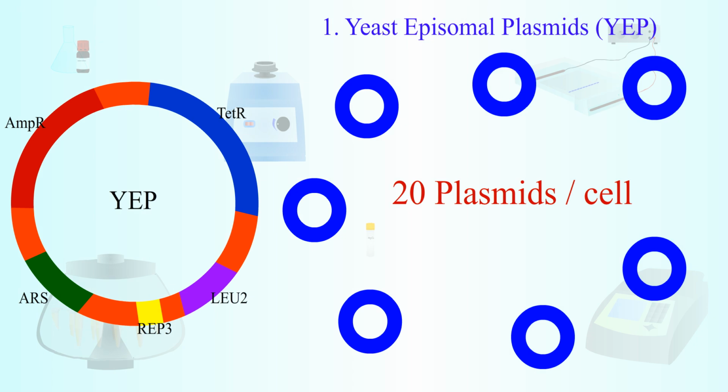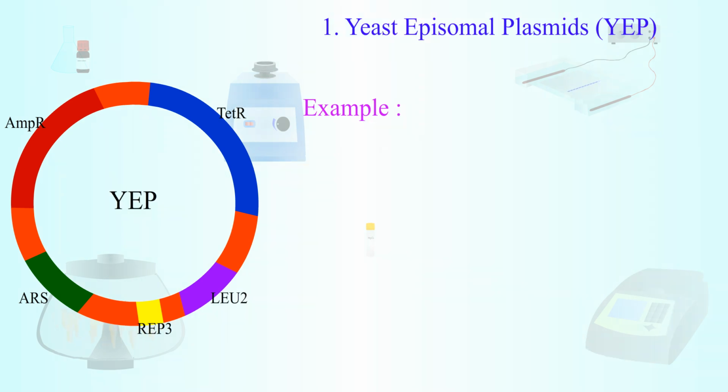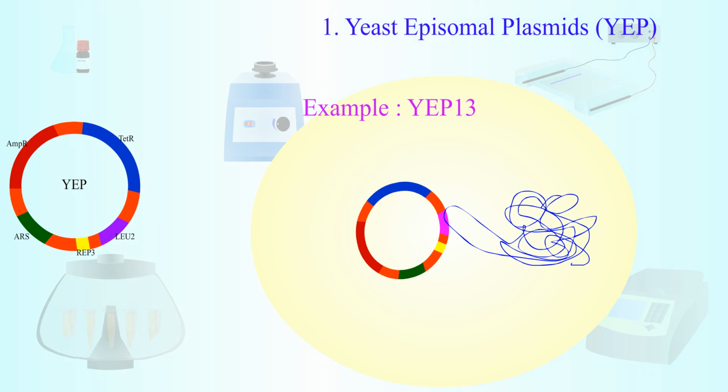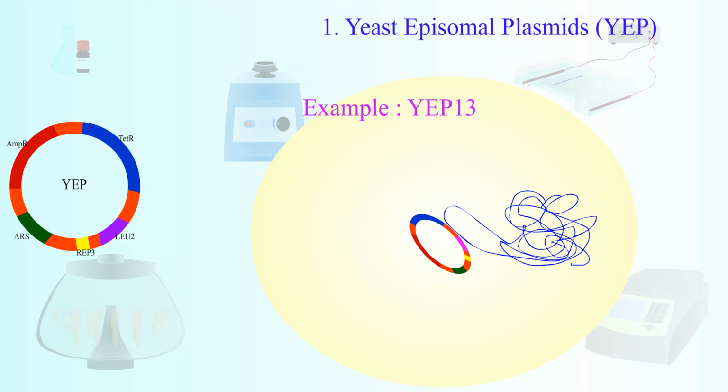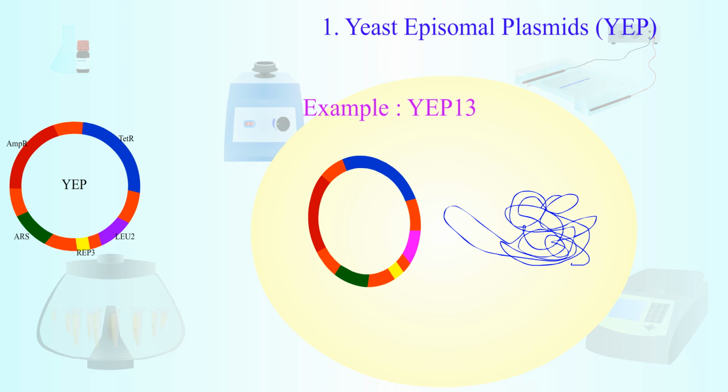They have a copy number of 20 to 200 plasmids per cell. They can replicate independently in the cell. Example: YEP13. YEP13 will get integrated into the chromosome at the position of the LEU2 gene. In rare cases, the entire plasmid will get integrated into the chromosome and may remain integrated or undergo a later recombination, resulting in it being excised out from the chromosome.